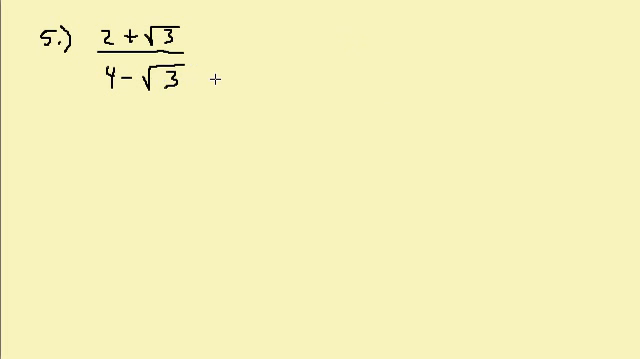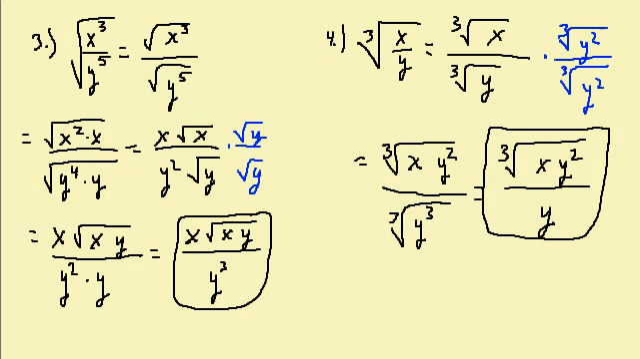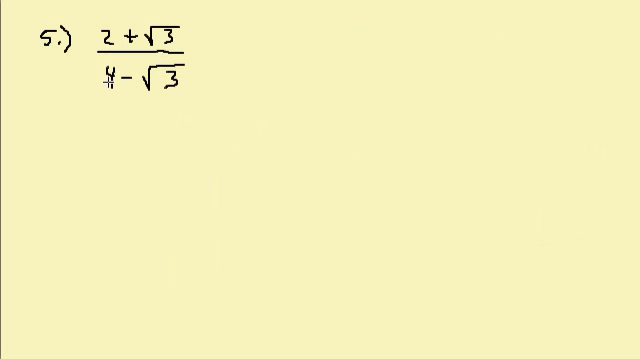Now let's look at this one. Okay, I need to get rid of the radical in the denominator. Well, notice we have 4 minus the square root of 3. It's not like the ones we've worked previously. See, we've just had, like here, just 1 radical. And same thing here, we've just had a single radical in the denominator. There's no plus or minus. But here we have 4 minus the square root of 3.